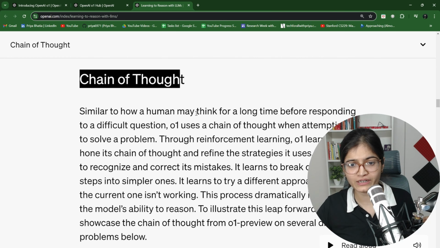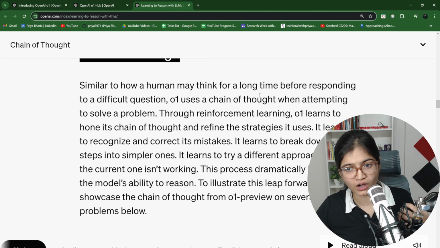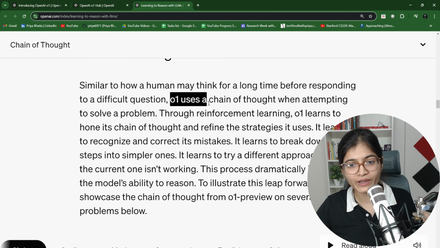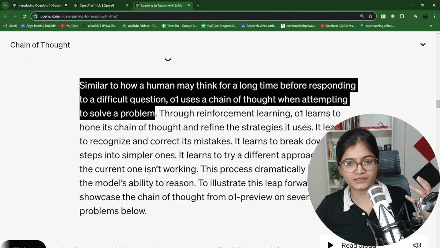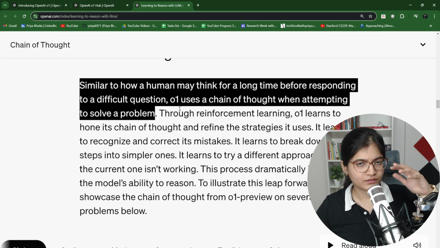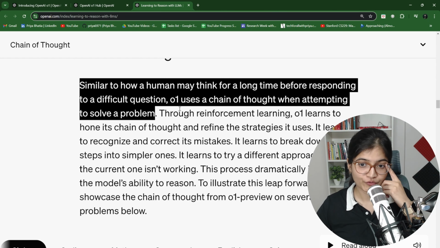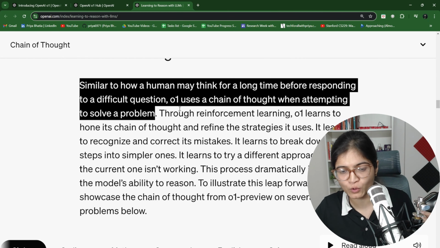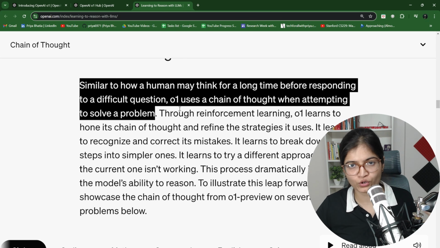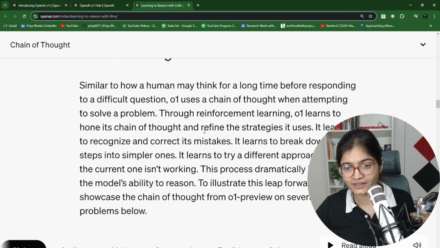So you can see chain of thought. Similar to how a human may think for a long time before responding to a difficult question, O1 uses a chain of thought when attempting to solve a problem. This is a really interesting concept, which comes under reinforcement learning only. You can explore this specific space where a human being gives feedback with respect to the kind of responses they are getting, and according to that, a score is provided, maybe out of 5, 4, 3, 2, 1, depending upon how accurate it is. So through reinforcement learning, O1 learns to hone its own chain of thought and refine the strategies it is using.